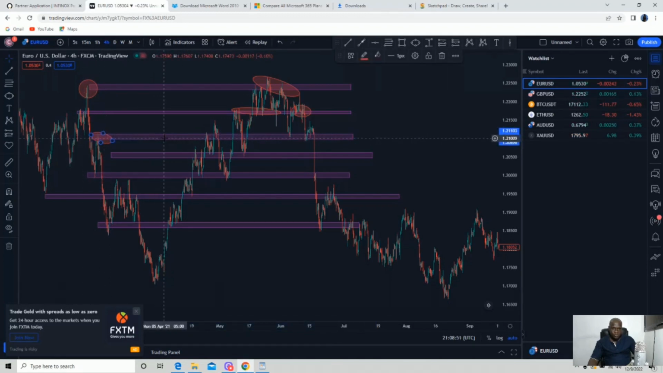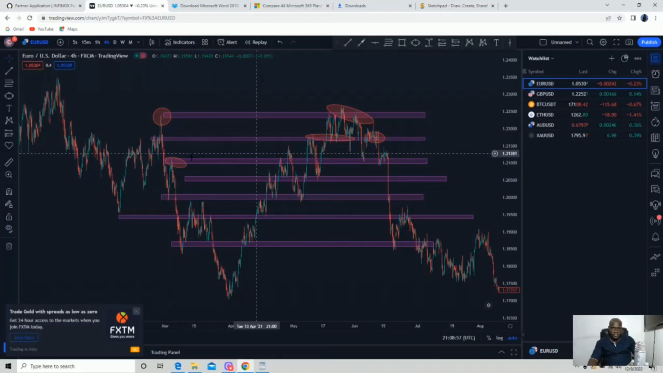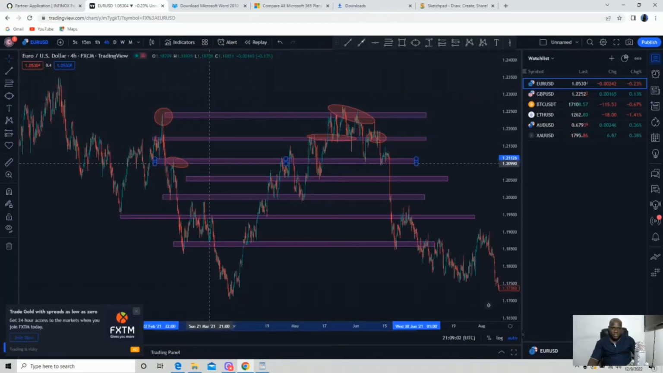Then if I move this thing a bit, let me do something. If I move this structure a bit further, on this same side that I have my resistance, I can also find supply, as in, I can also find support on this same side, which is demand. And this is it here.